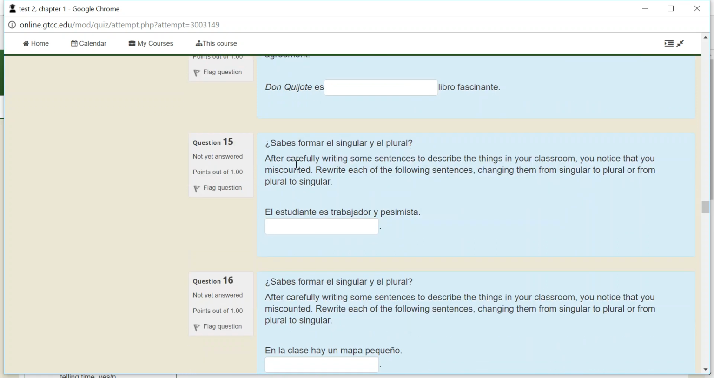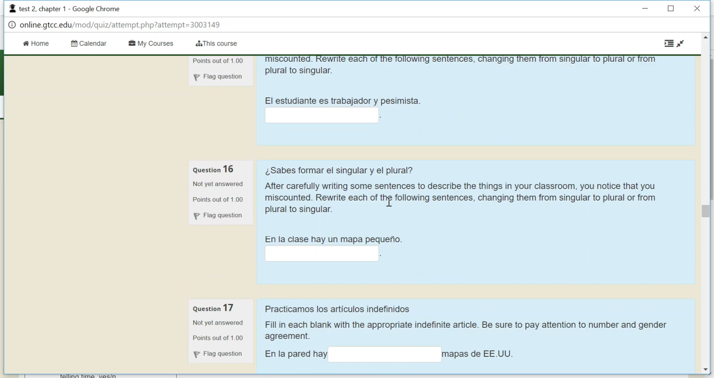Here, sabes formar el singular y el plural. After carefully writing some sentences to describe the things in your classroom, you notice that you miscounted. Rewrite each of the following sentences, changing them from singular to plural or from plural to singular. So if this statement is singular, which in this first one it is, you've got to change everything to plural. So that would mean every single thing needs to be made plural, meaning your article, your noun, your verb, your adjectives. Okay, so if you don't change everything, it will be wrong. And this one's the same.